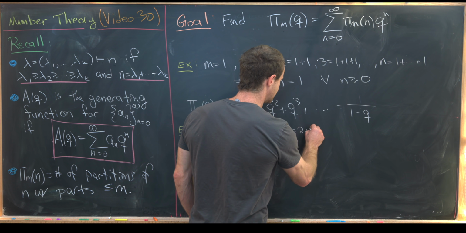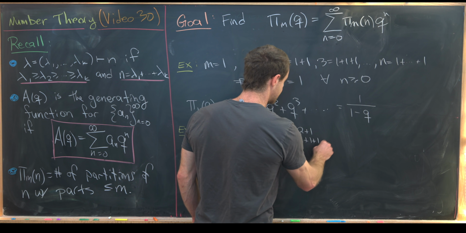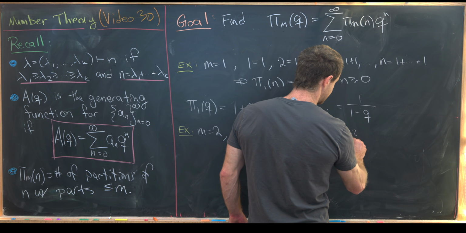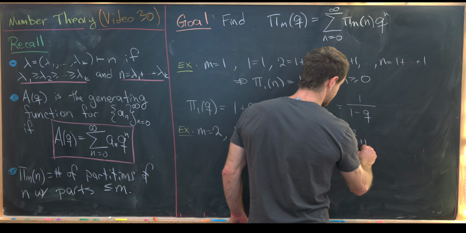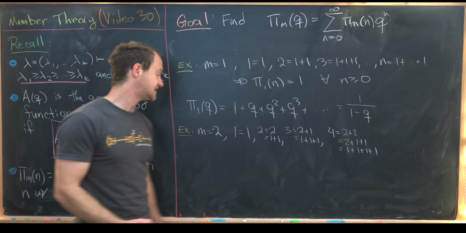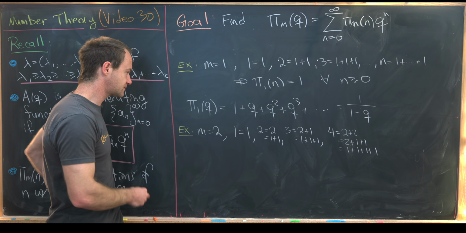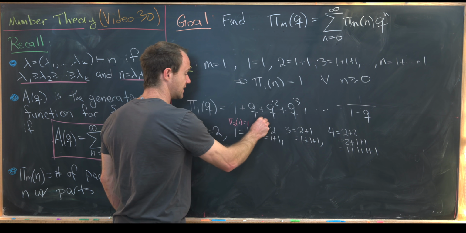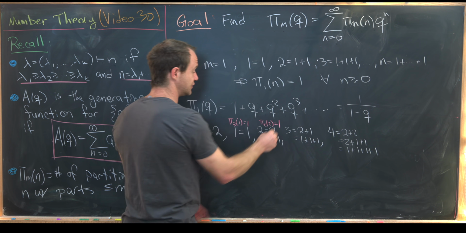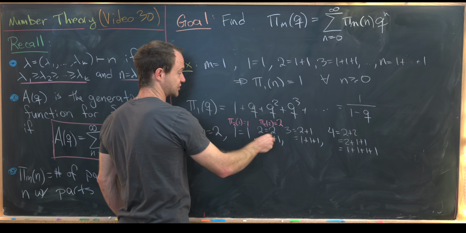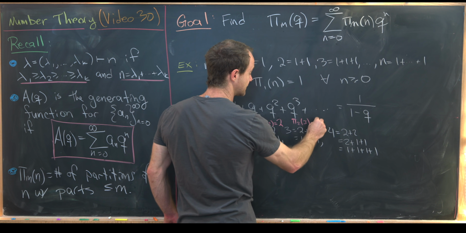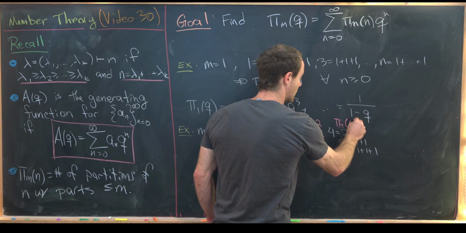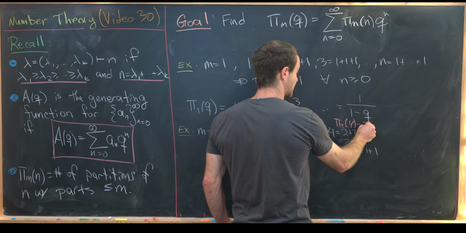So 3 is equal to 2 plus 1, which is equal to 1 plus 1 plus 1. 4 is equal to 2 plus 2, which is equal to 2 plus 1 plus 1, which is equal to 1 plus 1 plus 1 plus 1. So you can see how this might build out. And just as a little example, this means that pi 2 of 1 equals 1, pi 2 of 2 equals 2, because we've got 2 partitions. Pi 2 of 3 also equals 2, because we've got 2 partitions. Pi 2 of 4 equals 3, because we've got 3 partitions.